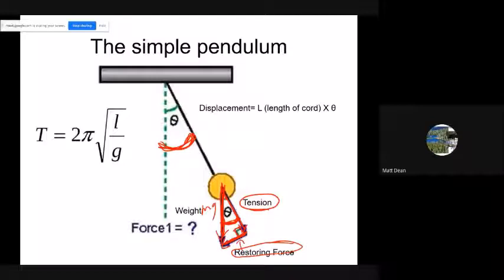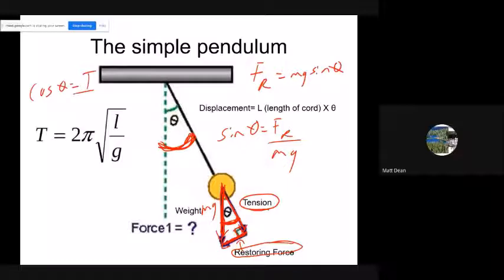So if we wanted to calculate the restoring force, we could use sine. And we could say the sine of theta is equal to the opposite side, which is our restoring force, over our hypotenuse, which is our weight, mg. If we solve that out, the restoring force is equal to mg sine theta. We could do the same thing with our tension. The tension is the adjacent side of that angle. So we could use cosine. And we could say cosine of theta equals adjacent side, tension, over hypotenuse, mg. So tension is equal to mg cosine theta.